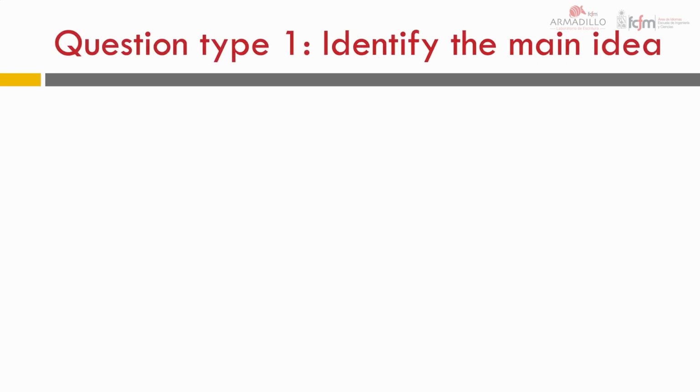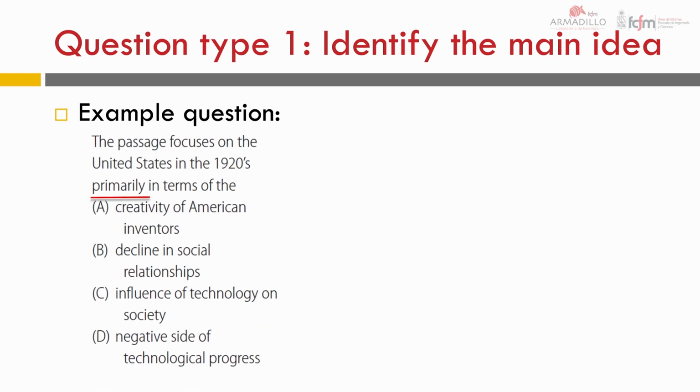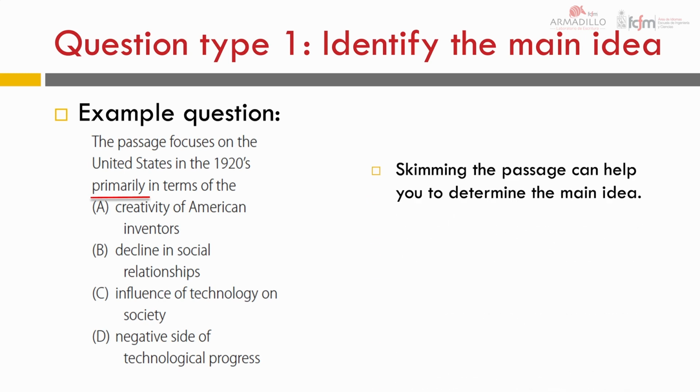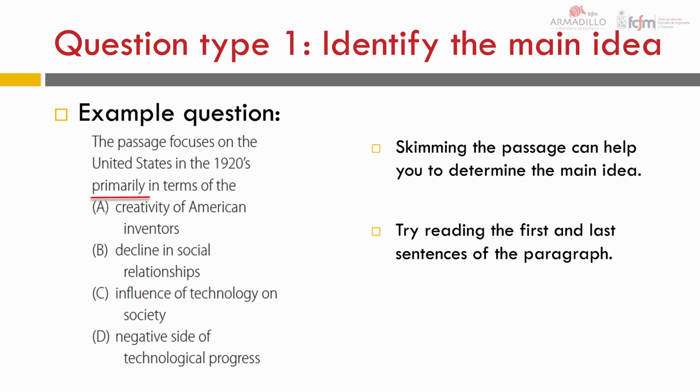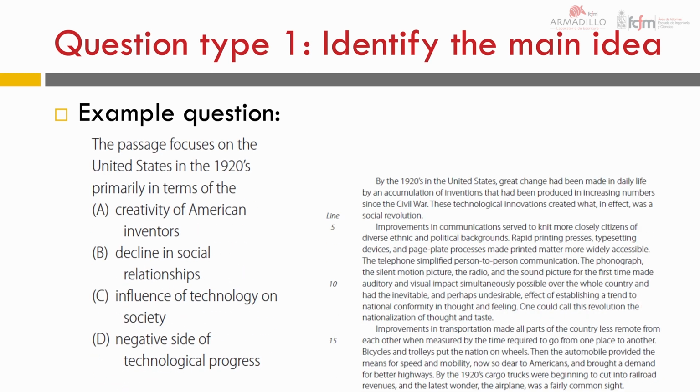So the first question type is to identify the main idea. This example question says the passage focuses on the United States in the 1920s, primarily in terms of something. So the key word here is primarily, which means mainly. Then you need to skim the passage, which is what we saw before, which can help you to determine the main idea. Then you try reading the first and the last sentences of the paragraph. So now let's try this with our example question.